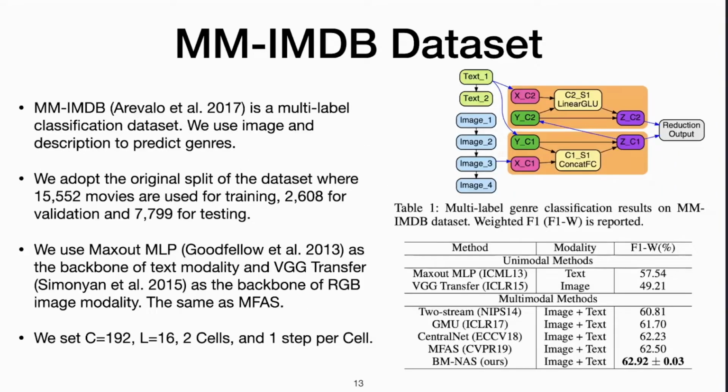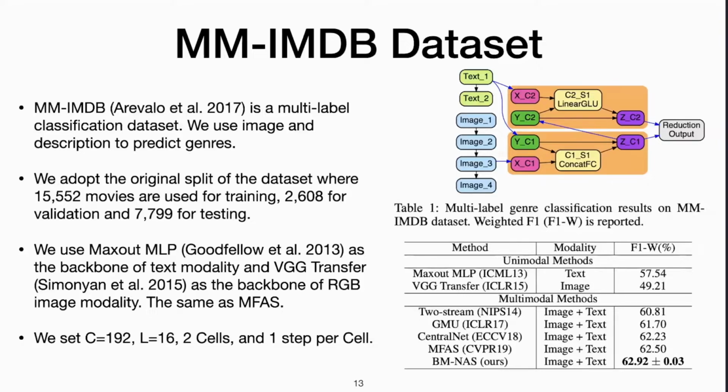The multimodal IMDb dataset is a multi-label classification dataset. We use image and description to predict the genres of a movie. We adopt the original split of the dataset for the training set, validation set, and the testing set. And we use the Maxout MLP as the backbone model for the text modality and the VGG Transfer as the backbone of the RGB image modality. This is the same setting as a previous state-of-the-art method, MFAS.